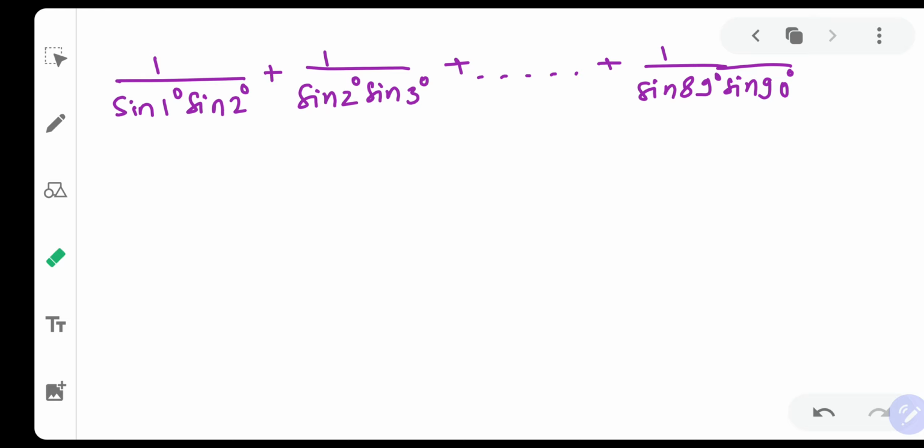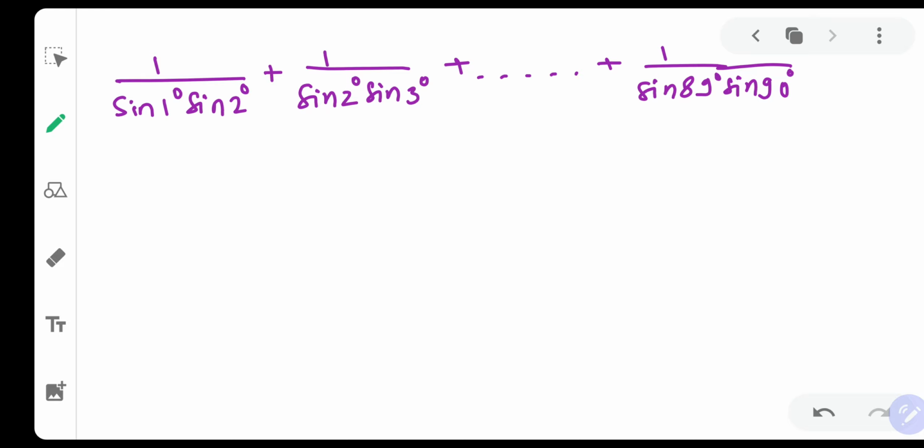This is a trigonometry cum sequence and series question. The question goes like this: 1 upon sine 1 degree into sine 2 degree, plus 1 upon sine 2 degree into sine 3 degree, and so on up to 1 upon sine 89 degree into sine 90 degree.